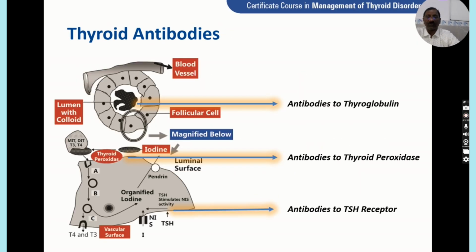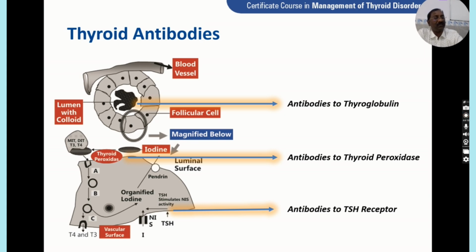So this is a good slide. It shows the blood vessel on the top, and you have the necklace of follicular cells, and inside you will have the colloid and thyroglobulin. So the antibodies to the thyroglobulin are there. And then the antibodies to the thyroid peroxidase, TPO antibodies. We very commonly check TPO antibodies in this population. There is iodine trapping, and diiodotyrosine, monoiodotyrosine. There, your thyroid peroxidase will help. So antibodies to thyroid peroxidase can also be detected. And then the antibodies to the TSH receptor.